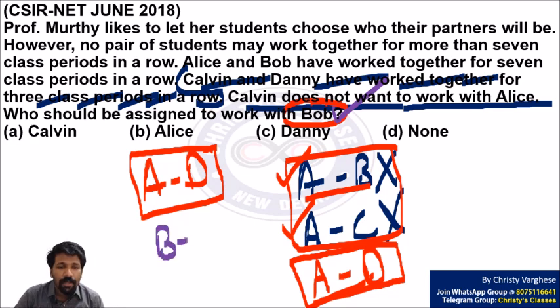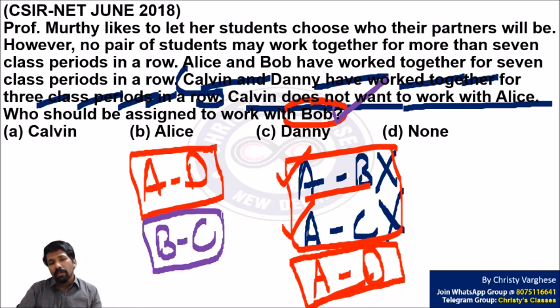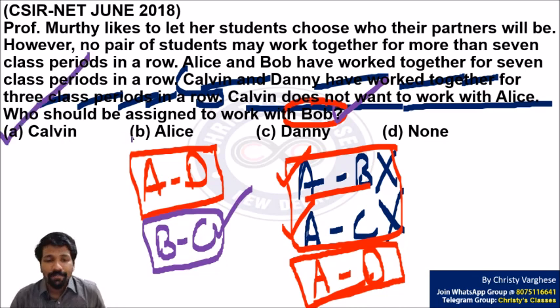Bob should be partnered with the remaining person Calvin because Bob has no other option. Alice already took Danny because that was the only possibility for Alice. So Bob should take the remaining person Calvin. So option A is the answer. The way you start the question, analyze the question determines how fast you can do the question. Here if you start with Alice, that is the fastest way. If you start with Bob, you will take more time to reach the conclusion. So option A is the answer.